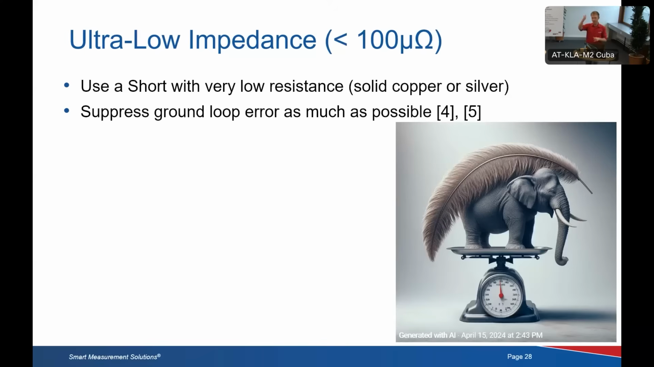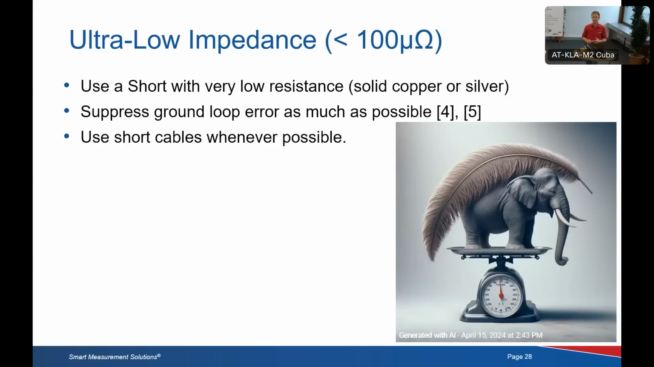So let's assume we want to measure the weight of that feather. Well, it's probably not a good idea to put that feather on an elephant, measure the weight of the total elephant with the feather, and subtract the weight of the elephant to get to the feather. The error will be pretty big, as you can imagine. So it's better to keep the elephant small. Keep the short resistance small, keep the ground loop error small, then you have less correction to do.